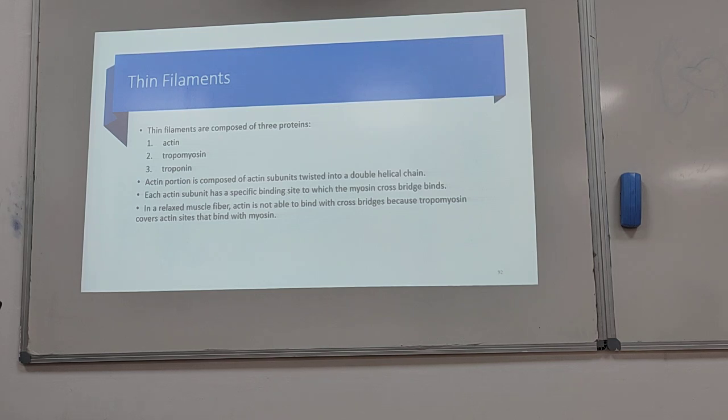In a relaxed muscle fiber, actin is not able to bind with cross bridges because tropomyosin covers actin. This is what I discussed. He is sitting in between these two, actin and myosin. Okay, he is tropomyosin.